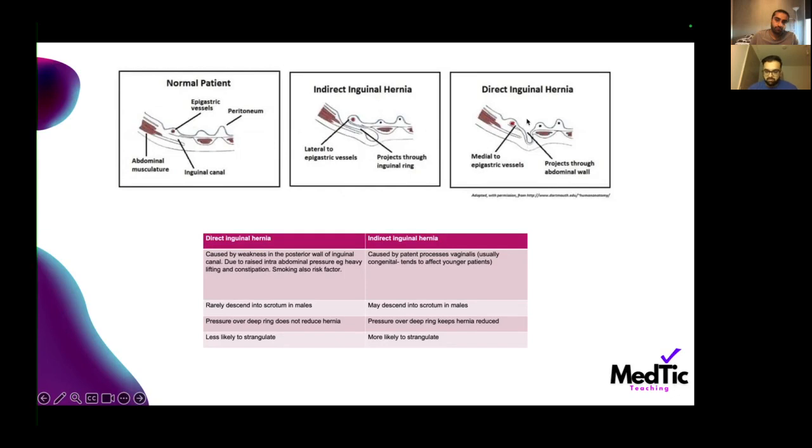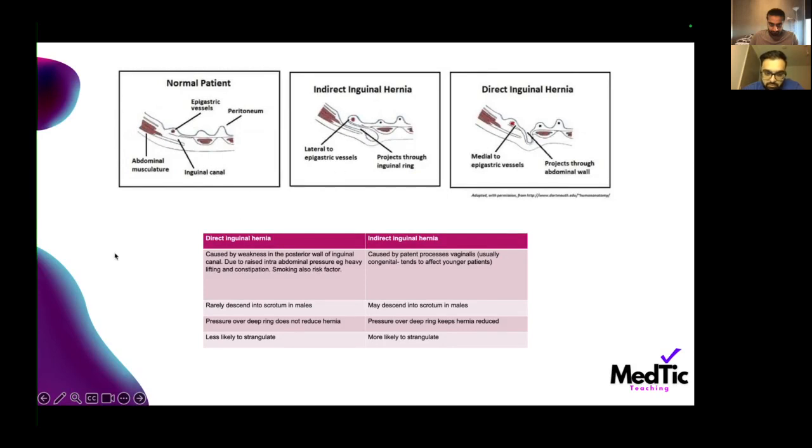So what you get is the same sort of outcome. You get hernia, you get protrusion of the peritoneal sac through the abdominal wall, but the means by which it happens are slightly different. This is probably the best diagram that I could find that helped me get my head around the difference between direct and indirect inguinal hernia. So again, just to clarify, direct inguinal hernia is caused by the abdominal contents going directly through the posterior abdominal wall, whereas the indirect hernia is caused by the contents of the abdomen going through the inguinal ring.